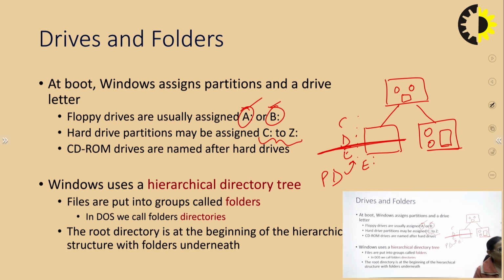In DOS, we call folders directories. So whatever you call folders, here we term them directories or subdirectories, just like subfolders. The root directory is at the beginning of the hierarchical structure with folders underneath. This is my root directory. For instance, if my starting point is C, then this becomes my root directory.